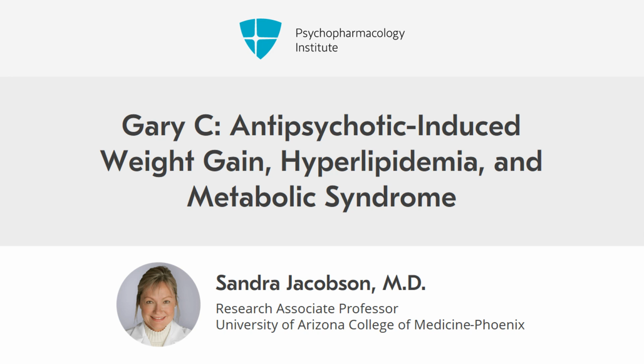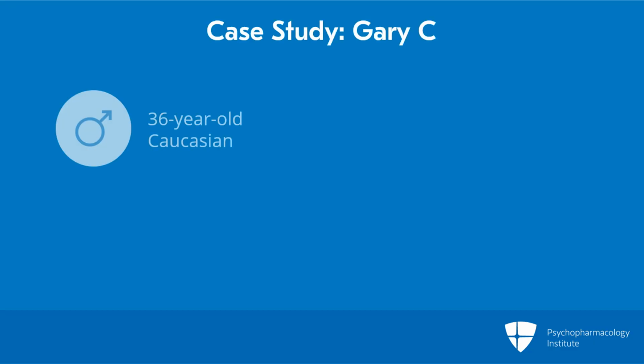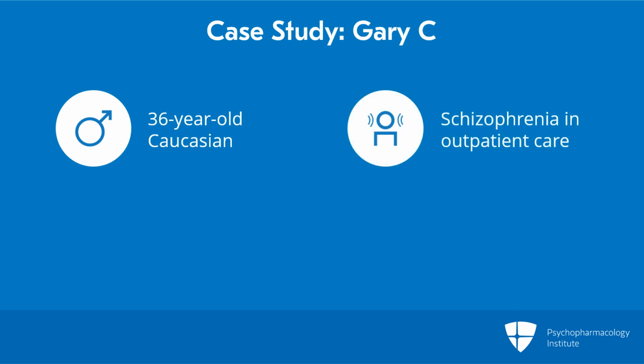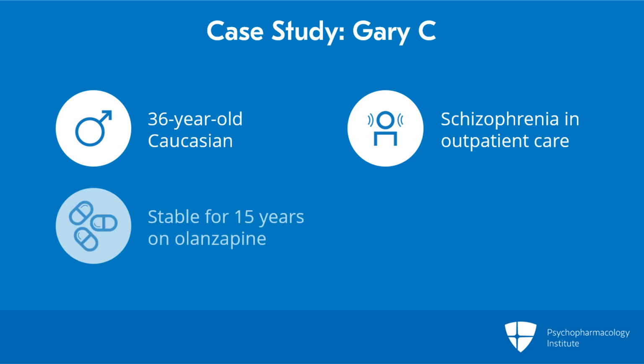Now we are going to move on to talk about a case that is very close to my heart, that of Gary C., involving antipsychotic-induced weight gain and its ramifications. Gary C. is a 36-year-old Caucasian male followed as an outpatient for schizophrenia, seen in clinic for his twice-yearly checkup. He has been stable for 15 years on olanzapine.